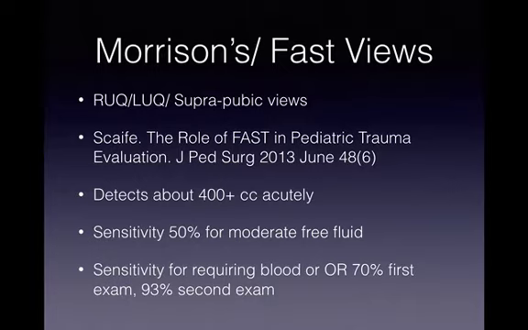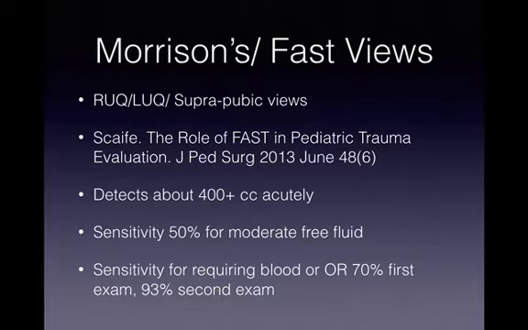Let's move on to the FAST views. Again, this is just a quick look at the FAST views while we're assessing somebody with shock or hypotension, and we're trying to figure out what we should do with fluids versus pressors. So we'll take a look at Morrison's pouch, and we'll also look at the left upper quadrant and suprapubic views.